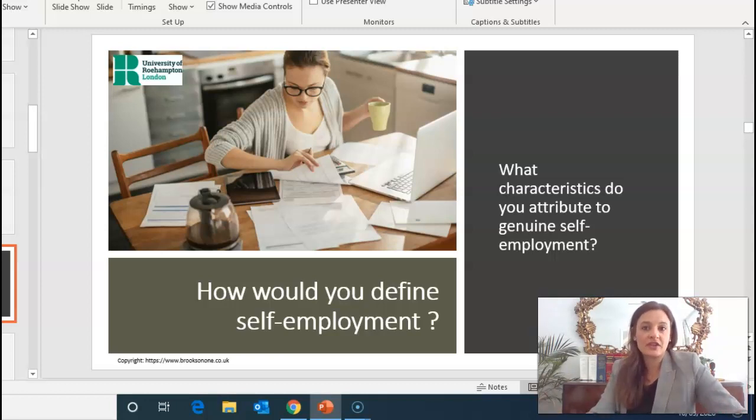Now let's move on to the third tier. You remember the cake. The third tier is self-employment. Now, I just want you to pause for a moment, maybe pause this video and write down on a piece of paper, just jot down what characteristics you would attribute to genuine self-employment.